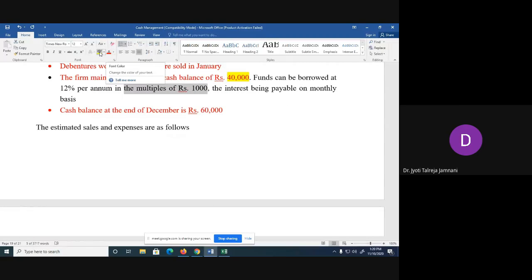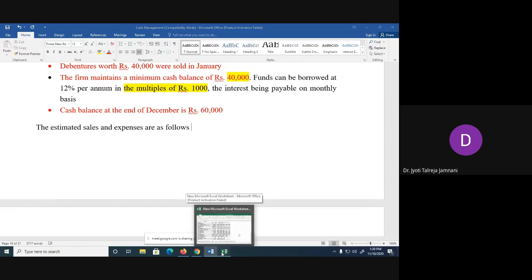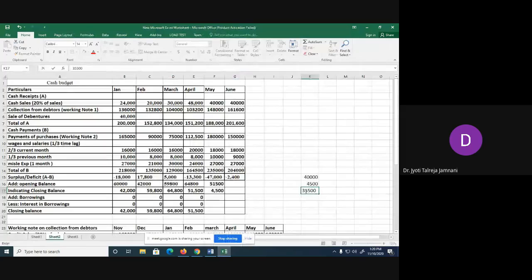So what does that mean? We cannot borrow in hundreds or tens. We have to always borrow in 1,000, 2,000, 5,000, 10,000. So I can borrow 35,000, but I can't borrow 500 because it is in hundreds. So I can either borrow 35,000 or I can borrow 36,000, but I cannot borrow 35,500. So how much should I borrow according to you? 36,000. 36,000, correct.